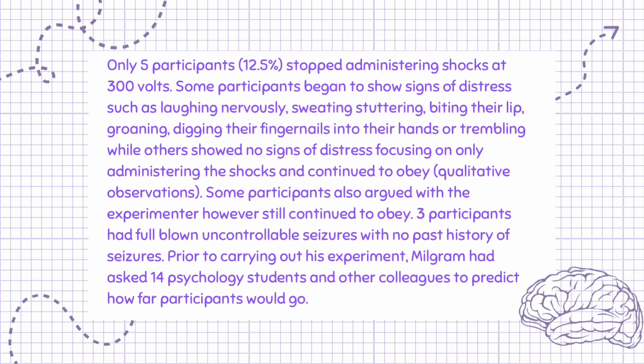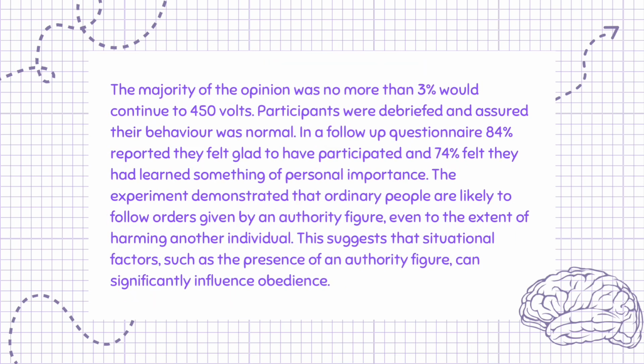Prior to carrying out his experiment, Milgram had asked 14 psychology students and other colleagues to predict how far participants would go. The majority of the opinion was no more than 3% would continue to 450 volts. Participants were debriefed and assured their behavior was normal.